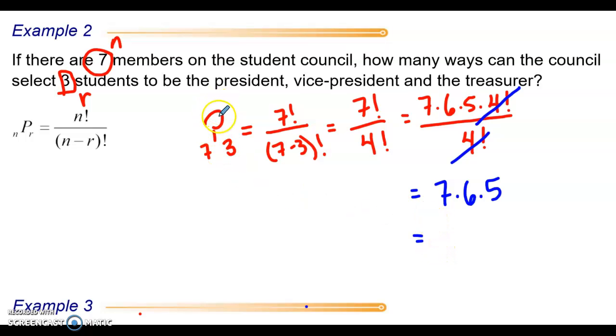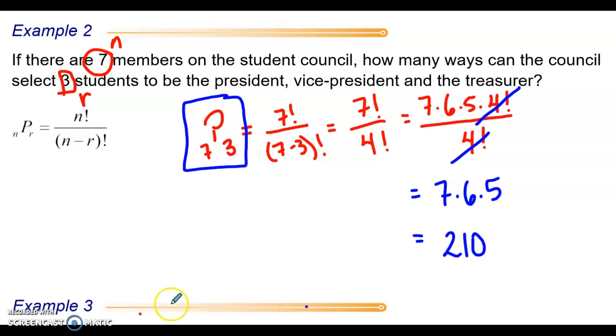Keep in mind as well that this is the formula for permutation, but as we move forward, we will be able to plug this into our calculator and it will give us an answer. 42 times 5, so that gives us 210.